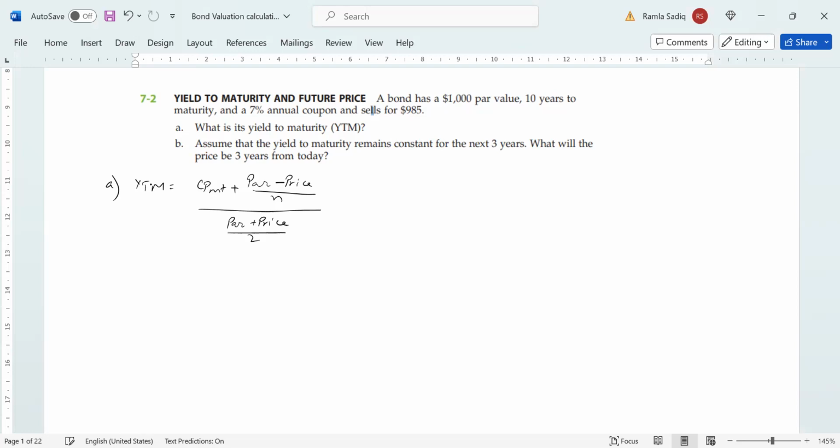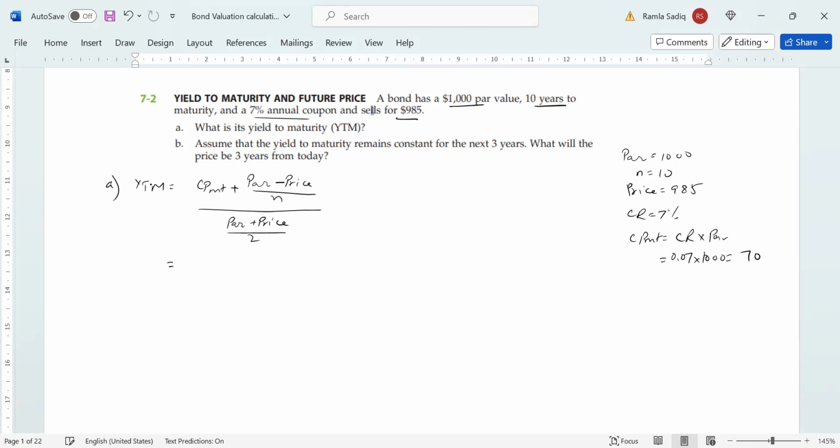Now, in order to calculate the elements over here, we already know that the par is equal to $1,000. They've already given us this in the question. We have 10 years to maturity given right here in the question. And the price is $985. Now, with a coupon rate of 7%, we'll be able to calculate the coupon payment, which is always equal to coupon rate multiplied by the par value. And so the coupon rate of 0.07 multiplied by the par of $1,000 gives us a coupon payment of $70. And that's going to be the final input over here.